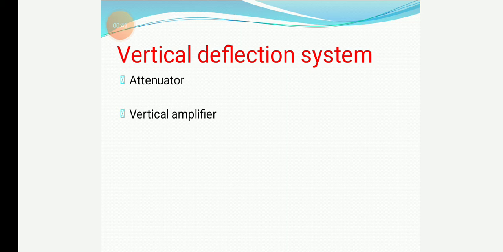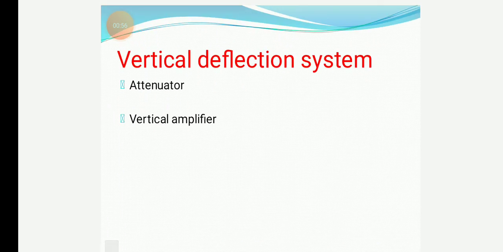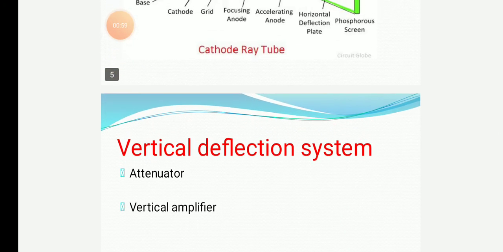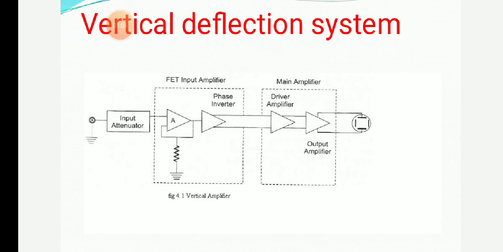First of all, it consists of two main parts: one is the attenuator, another one is the vertical amplifier, because the name itself indicates the vertical deflection system. As shown in the diagram of the vertical deflection system, it consists of an attenuator, preamplifier and main amplifier, as shown in the figure.